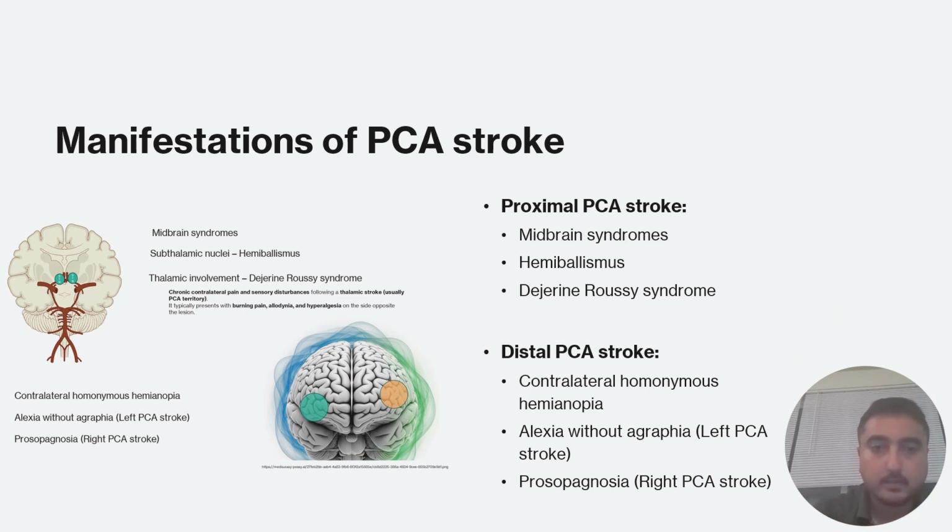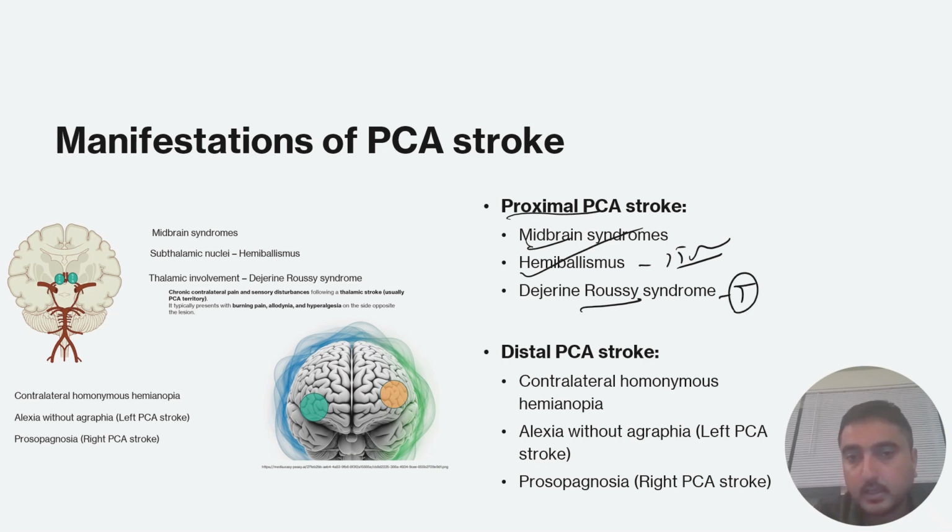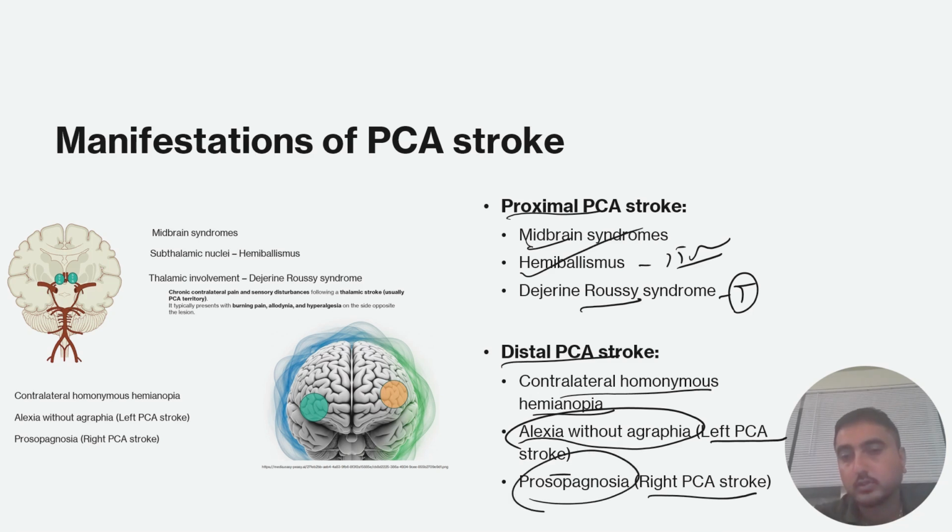So to summarize, if you have an involvement of the proximal PCA, you'll have midbrain syndromes, hemiballismus due to involvement of the subthalamic nuclei, and Dejerine-Roussy syndrome due to the involvement of the thalamus. If you have a distal PCA stroke, you'll have contralateral homonymous hemianopia. Left PCA stroke would lead to alexia without agraphia, and right PCA stroke would lead to prosopagnosia. I don't think I talked about the contralateral homonymous hemianopia, but it is pretty easy to trace.